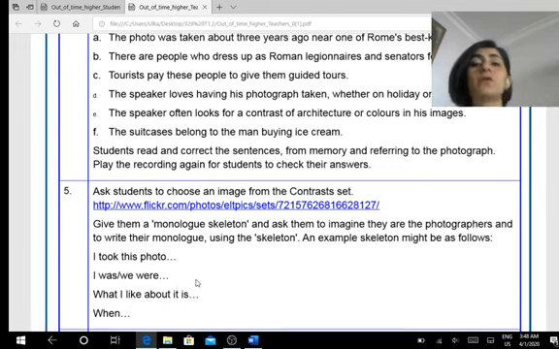These kinds of expressions can be helpful for you. So your task is just to imagine that you are the photographer. Of course, if you took this, you are the real photographer. But if you just take it from the internet, you just imagine that you are a photographer, and you write the monologue using this skeleton. So you will simply describe this photo.